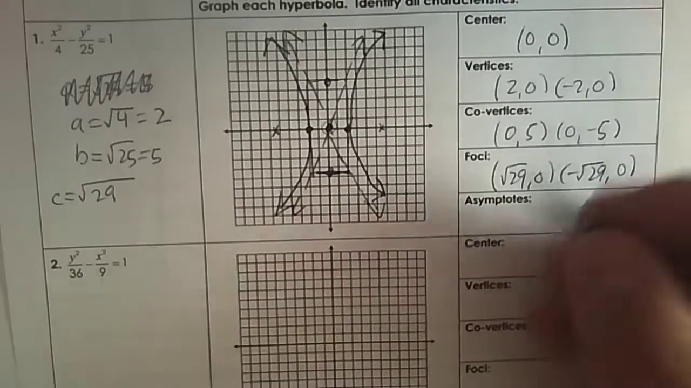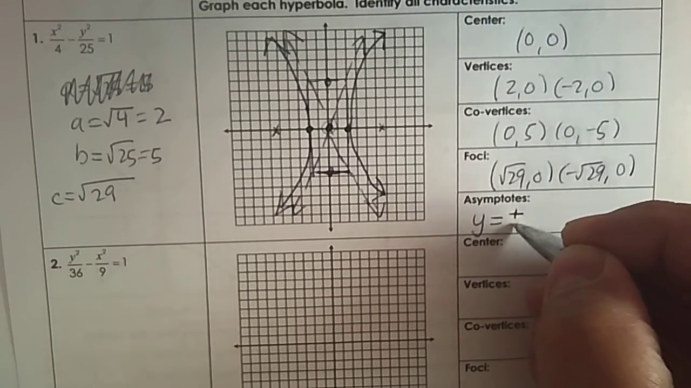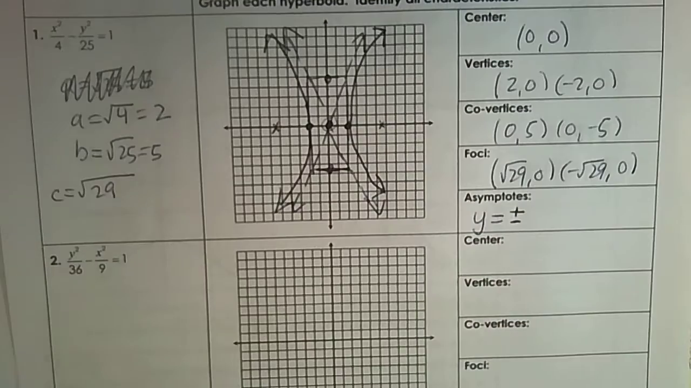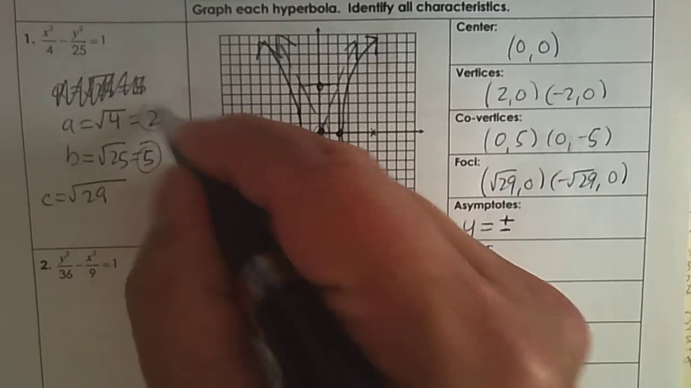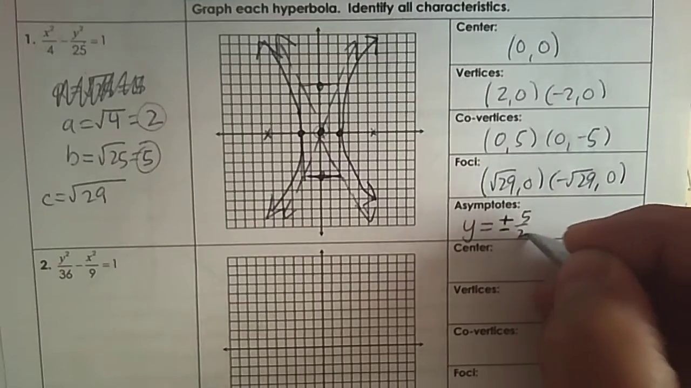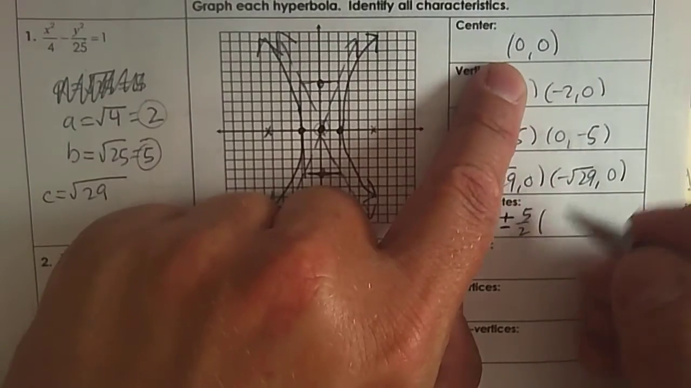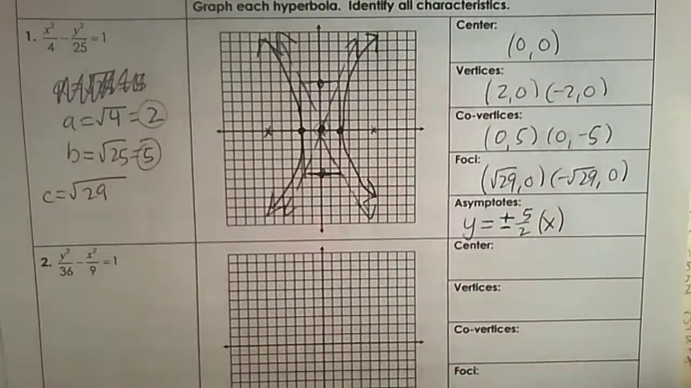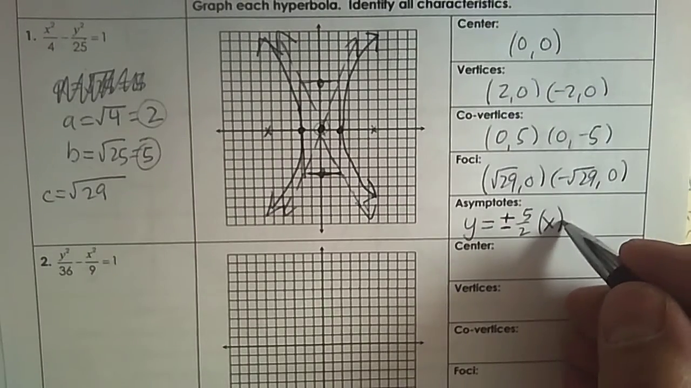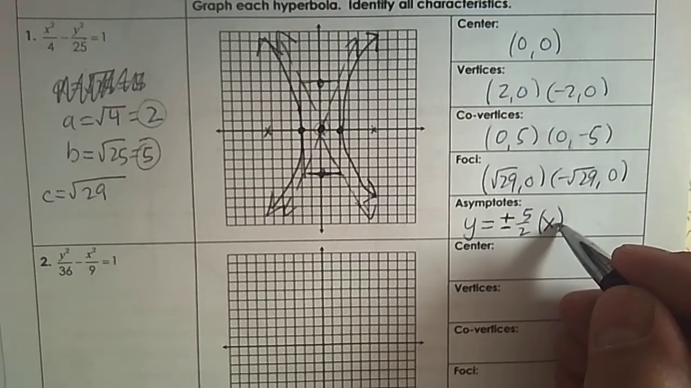Now the last part, the asymptotes. So there's two of them, and one's a positive slope and one's a negative slope. And it's rise over run. So what's under the y is the rise. So it's 5 over 2, and then just use the center, which is at 0, 0. So I don't need to go plus or minus 0 and then plus or minus 0, but it would be hk where you would use those numbers.